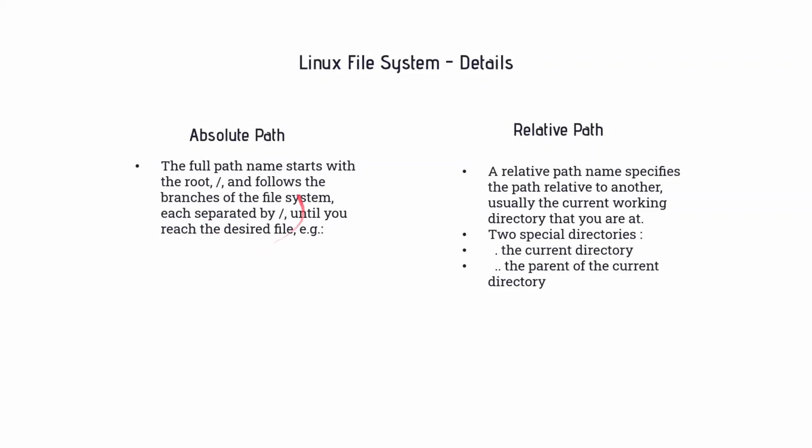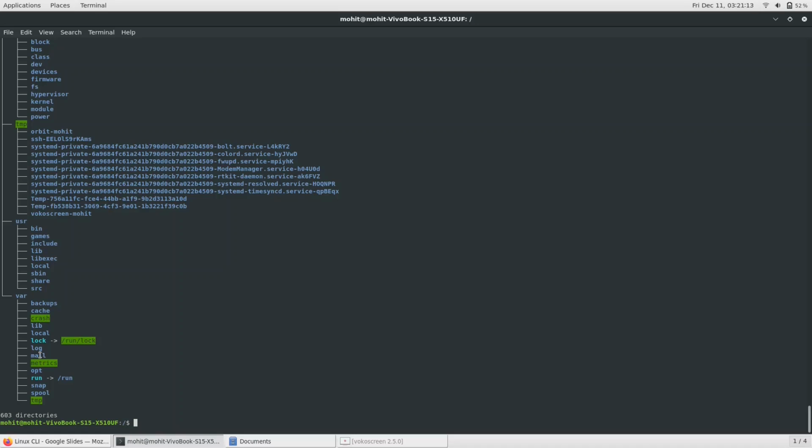So in Linux, we have the concept of absolute path, which is the complete path from the root to the last directory. And relative path is the path specific to some other directory. It can be denoted using the current directory, that is dot, and the parent directory, that is double dots. If we talk about absolute path, your absolute path for var would be /var.